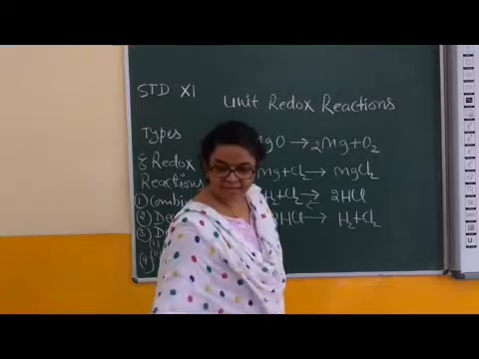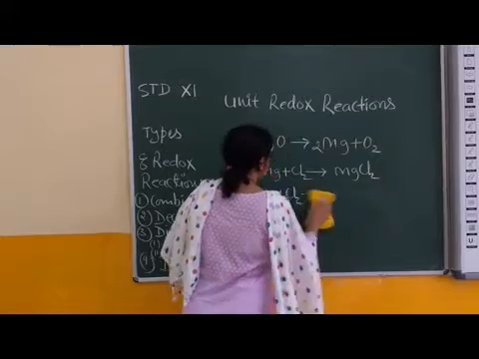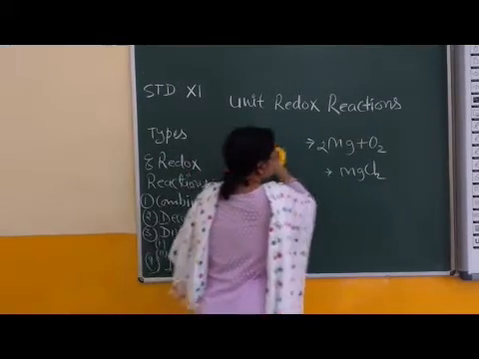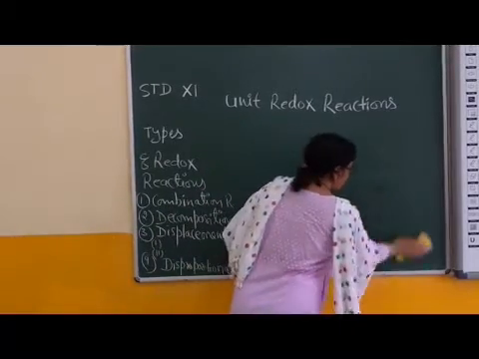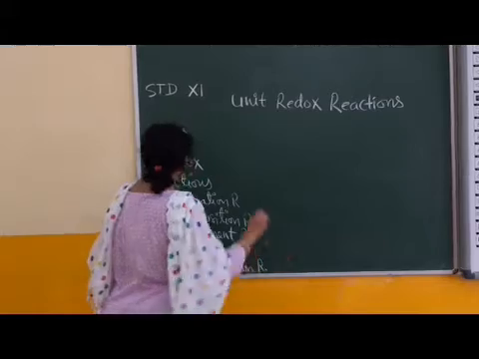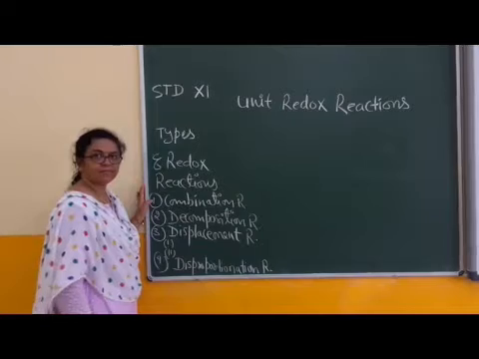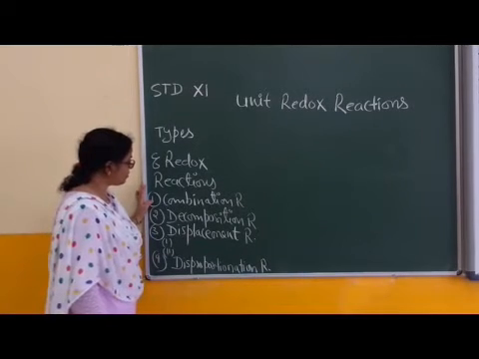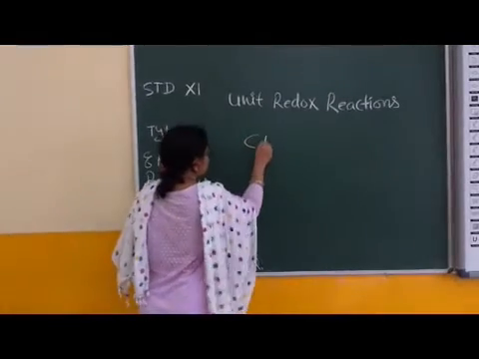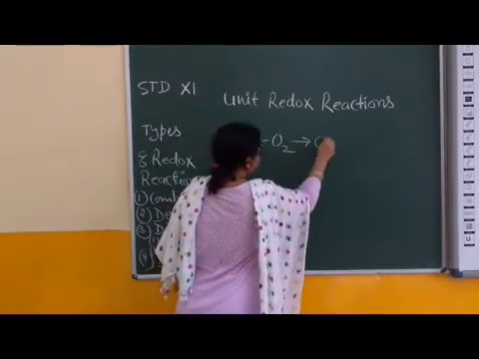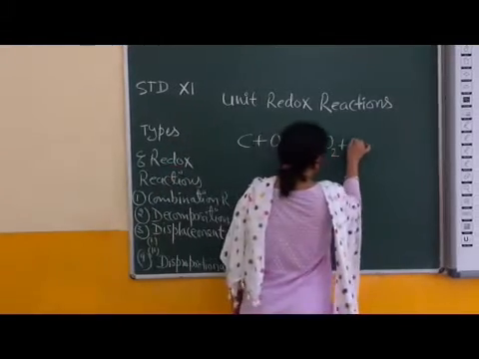Okay children. Now next is types of redox reaction. On the basis of type of reaction, whether the reaction is combination, decomposition, or displacement, redox reactions are classified into 4 categories. First is combination redox reaction. Combination means addition: reaction between two reactants and formation of one product. For example, C plus O2 gives CO2, the well known example, combustion of carbon into carbon dioxide gas.